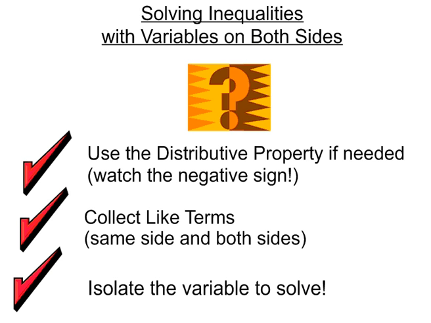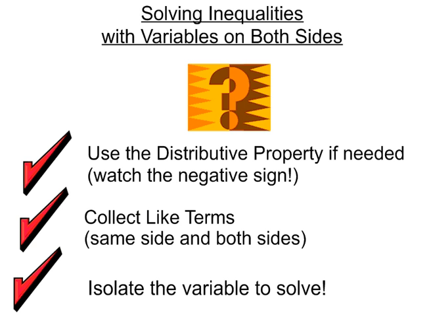And the last thing you want to do always is isolate the variable to solve. Again, at that point, once you've done those first two things, all that's left is a two-step process. You're going to get rid of the constant by adding and subtracting, and then you'll get rid of the coefficient by multiplying or dividing. So we're going to look at a couple examples here together and see if we can practice this variables on both sides.